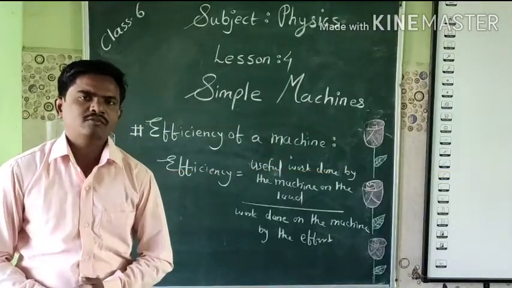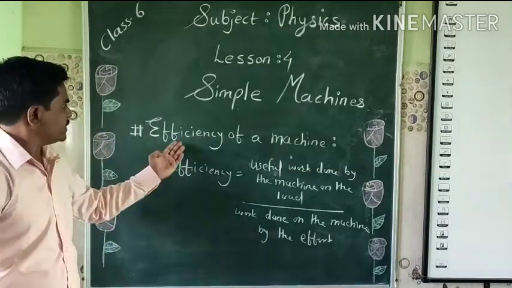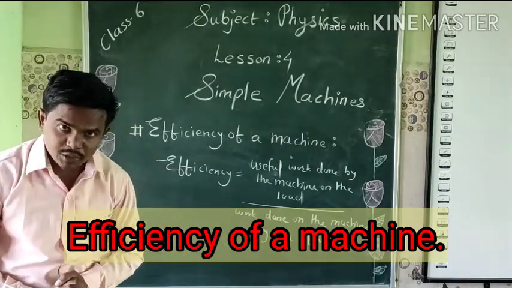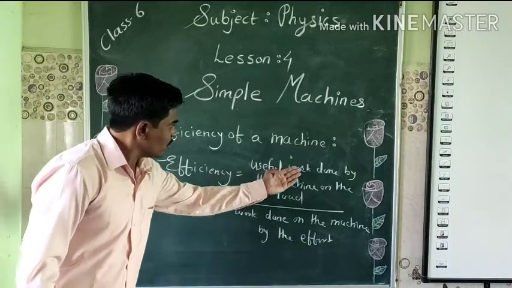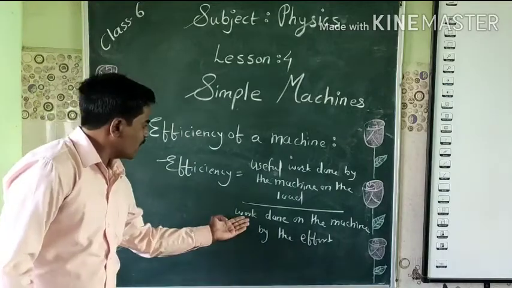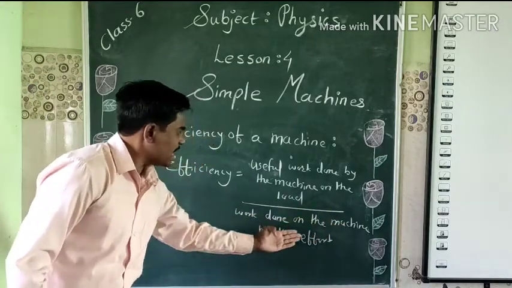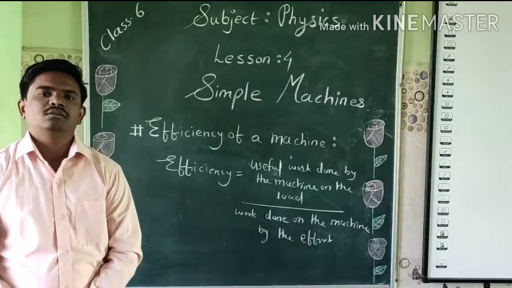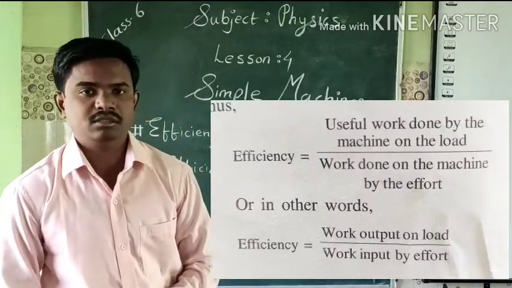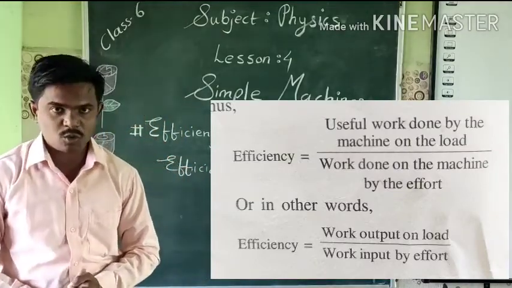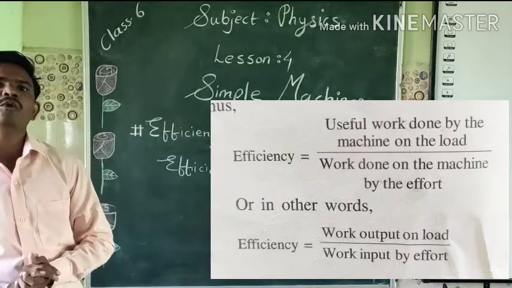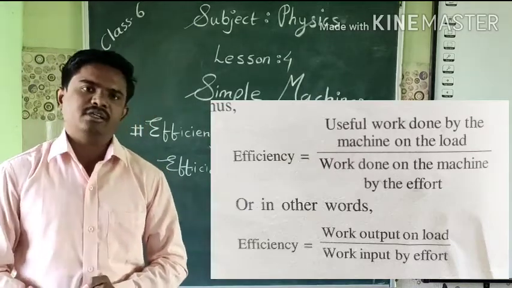Now students, we will talk about the efficiency of a machine. The efficiency of a machine is the ratio of useful work done by the machine on the load to the work done on the machine by the effort. In other words, we can say that efficiency is the ratio of work output on the load to work input by the effort.